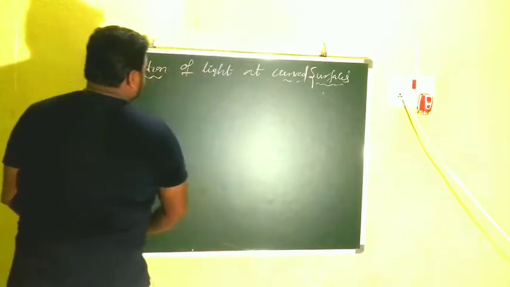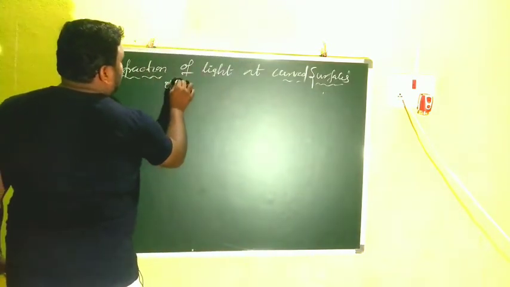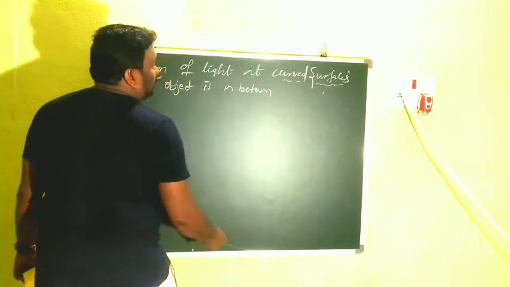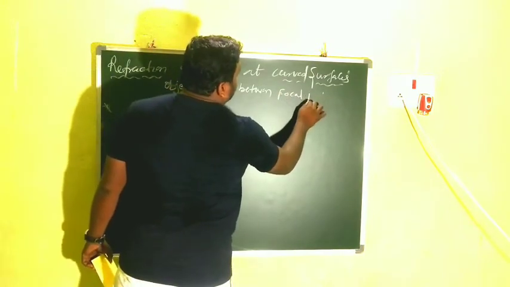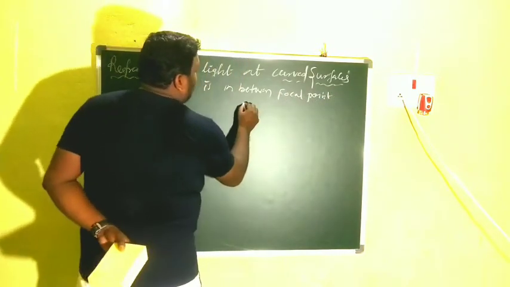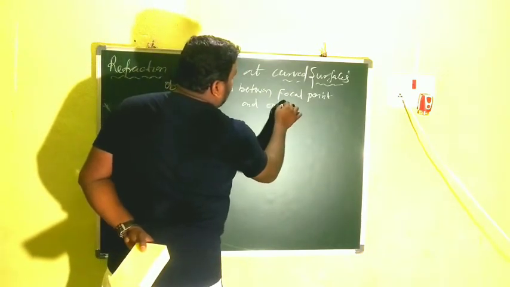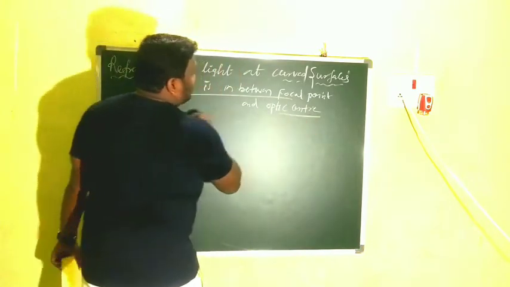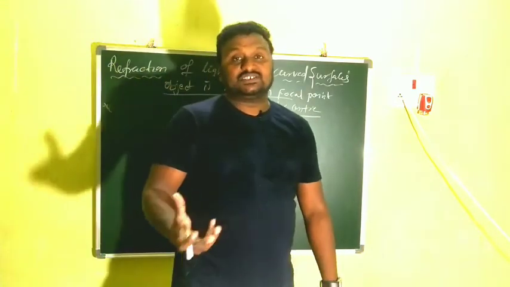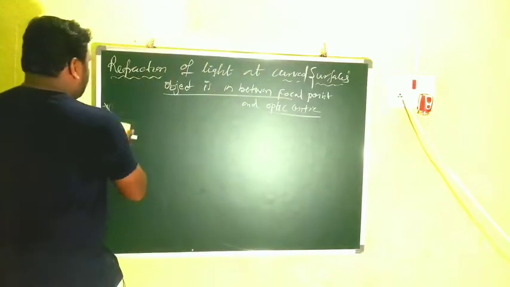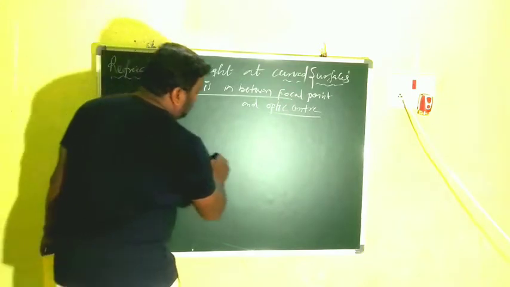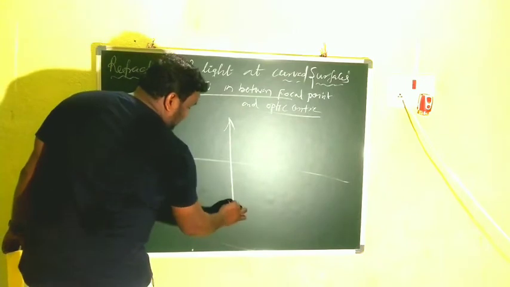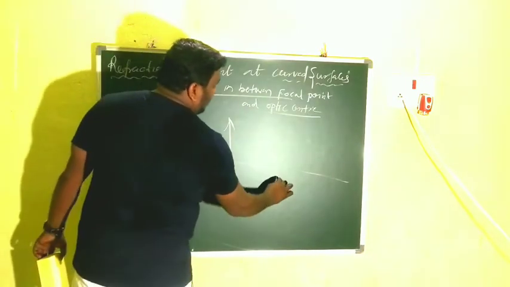And now we have another case. The object is in between the focal point and the optic center. This is the situation here. In the ray diagrams of a concave mirror you also draw this, same thing. Here also the same thing. This is one special case. Principal axis. This is the biconvex lens. Clear? And this is F1, C1.